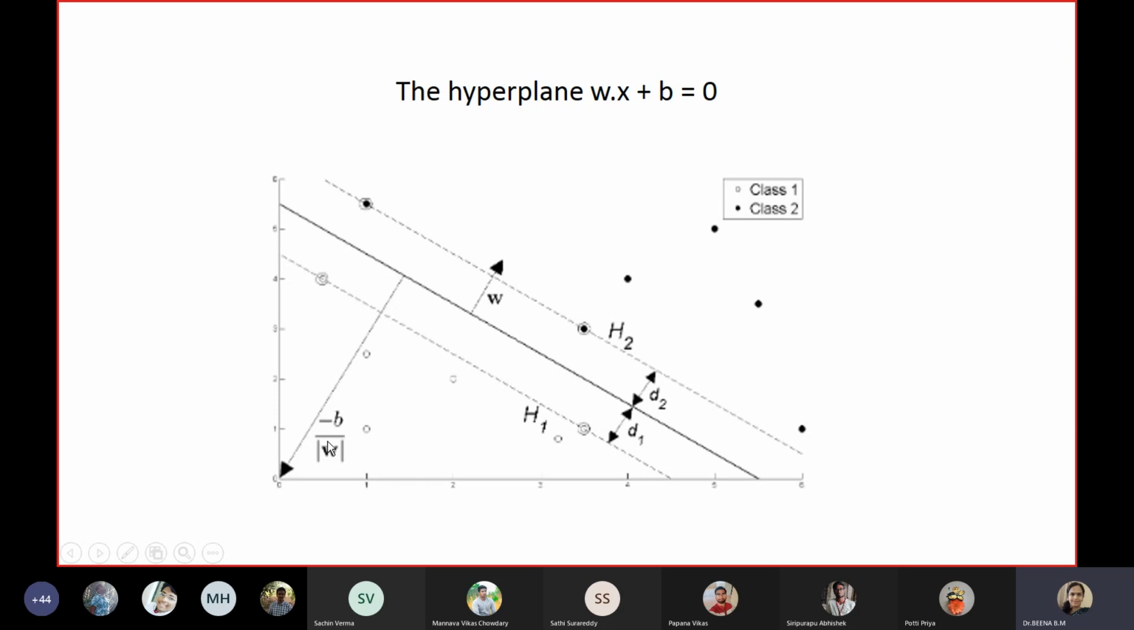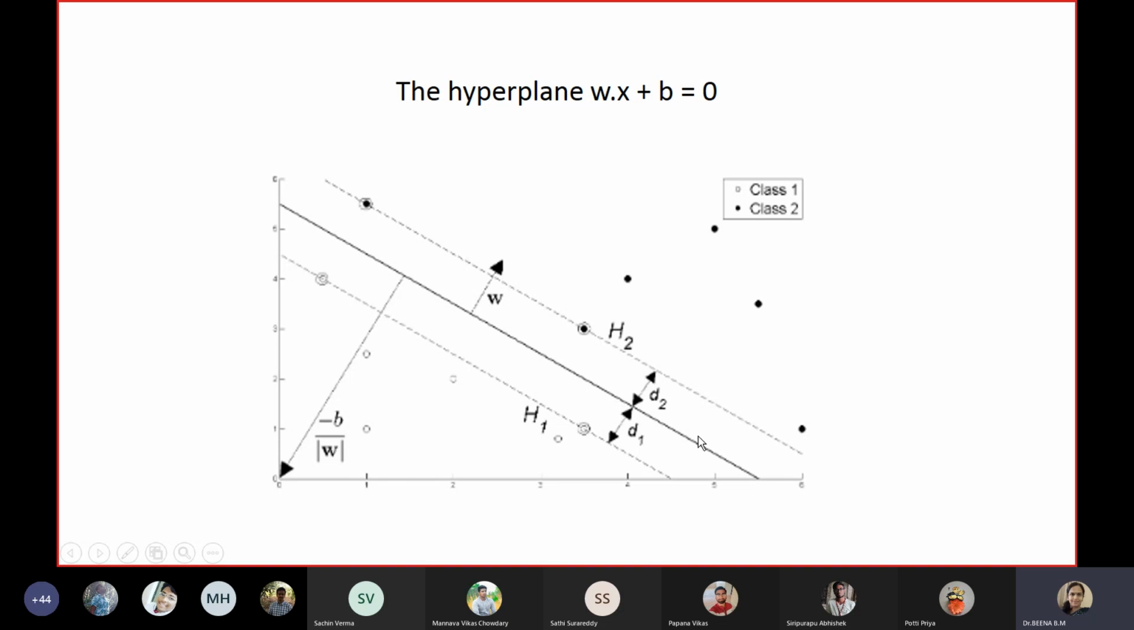So what is this -b by w? Can anybody say what this line is? This line is orthogonal to the hyperplane. It is the distance from the origin. Yes, that's okay, but what exactly is it, if you consider the geometric margin or the functional margin?